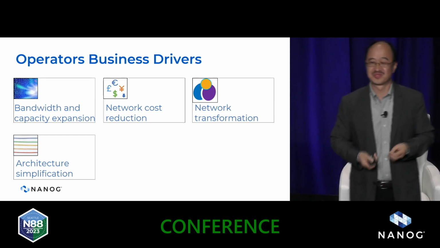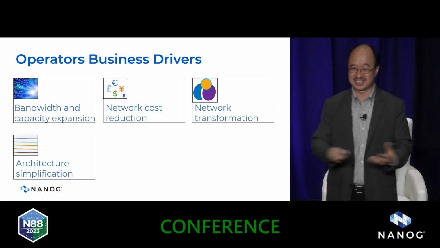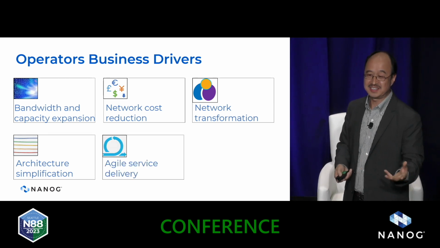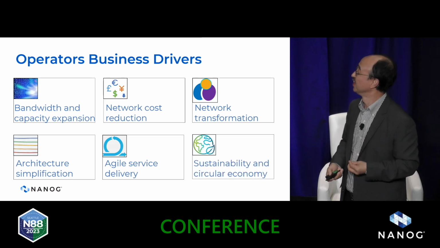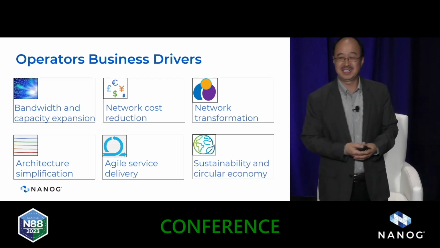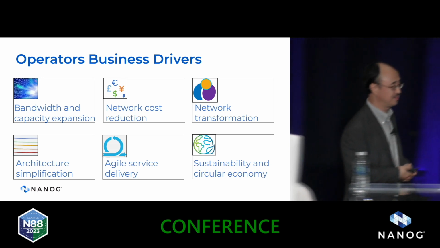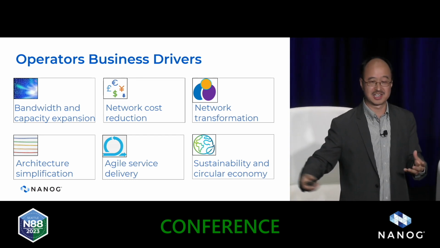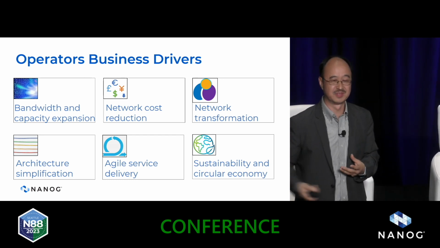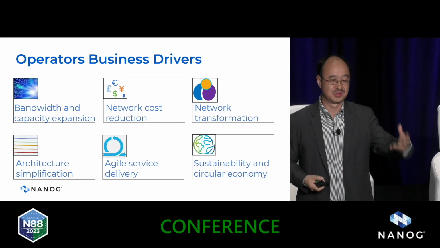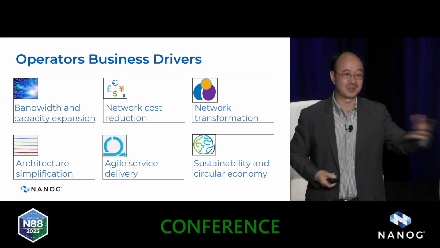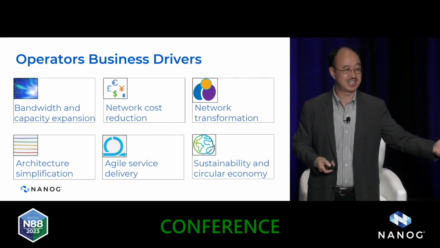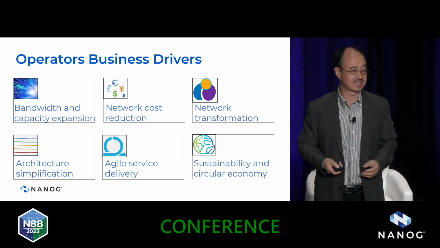Architecture simplification. Very relevant to this conversation, right? Simplify the architecture. Agile service delivery, we talked about a bit earlier. Now the new one, sustainability and circular economy. You see all the buzzwords on these things, right? It's very important these days for companies or operators to build that image of sustainability so that you demonstrate not only to the customers, but to the society as a whole, you're on the path of sustainability. If you can attach to one of these initiatives, you are much more likely to be successful.